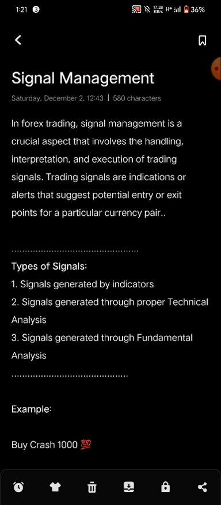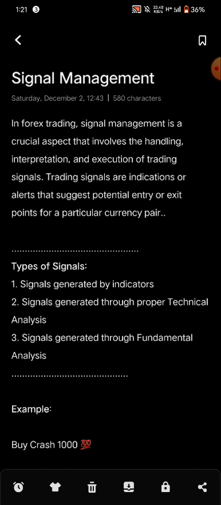In forex trading, signal management is a crucial aspect that involves the handling, interpretation, and execution of trading signals. Trading signals are indicators or alerts that suggest a potential entry or exit point for a particular currency pair.